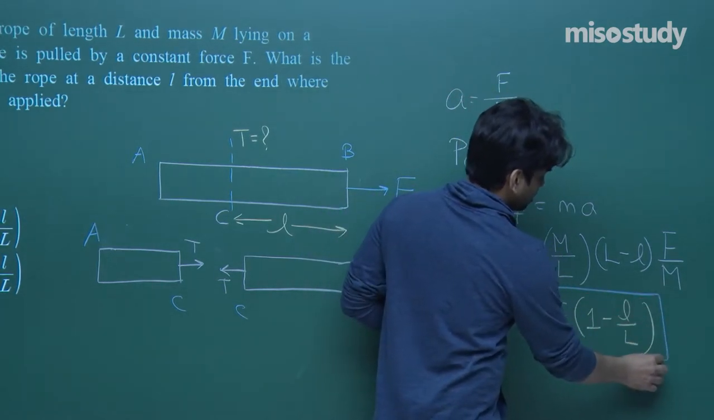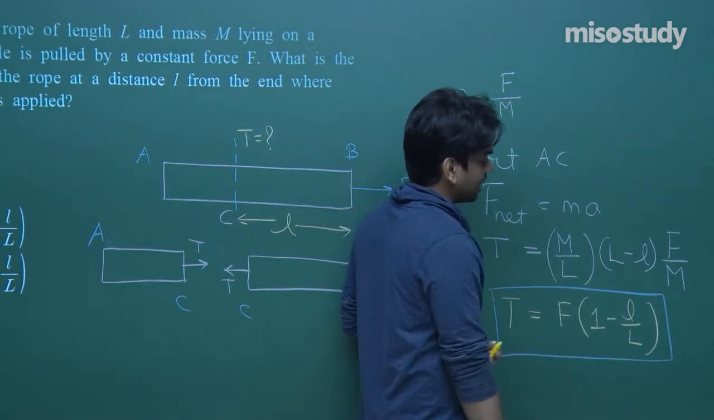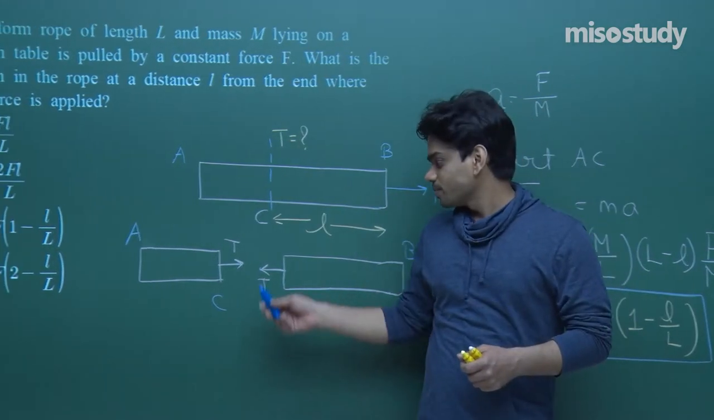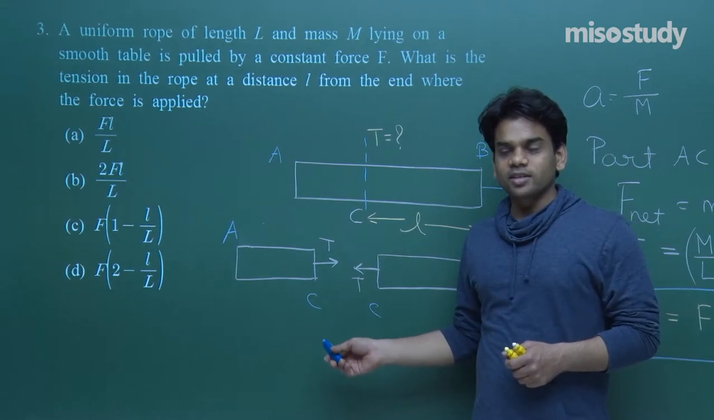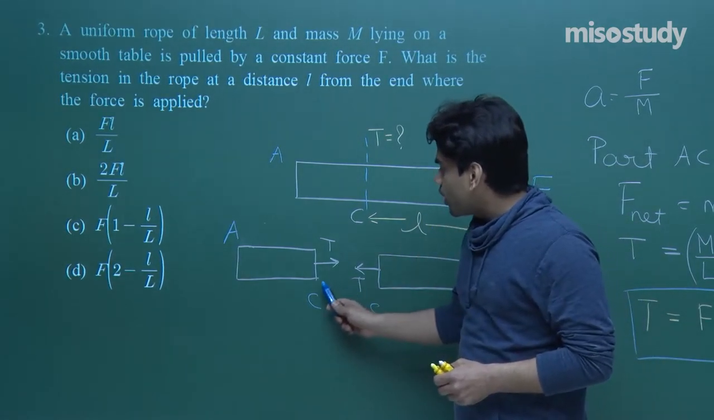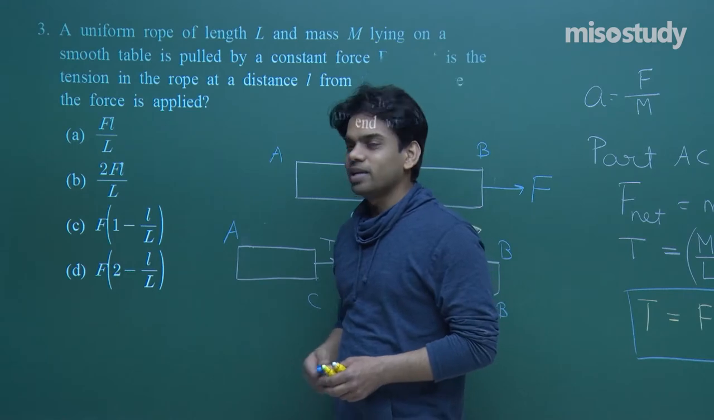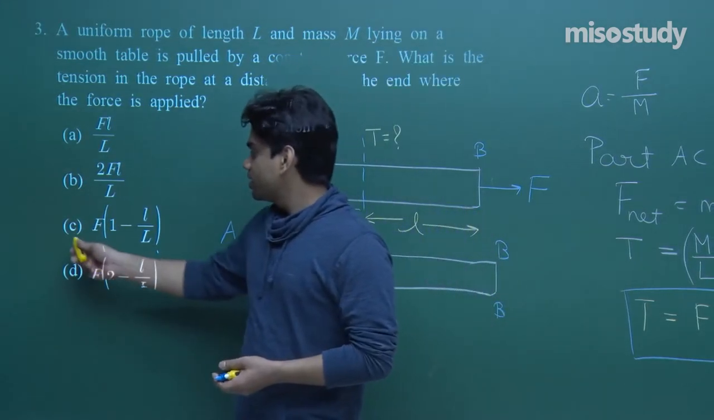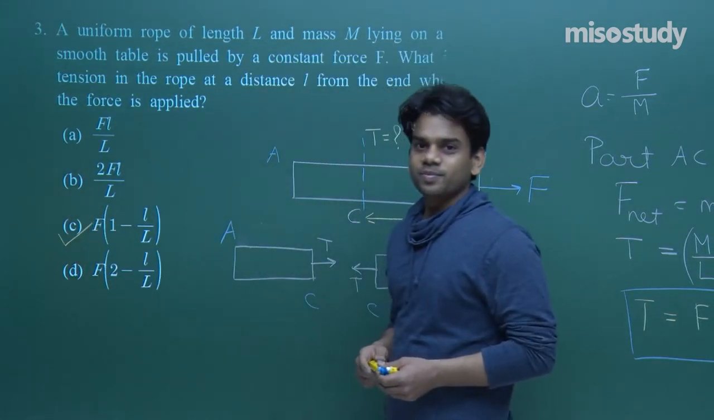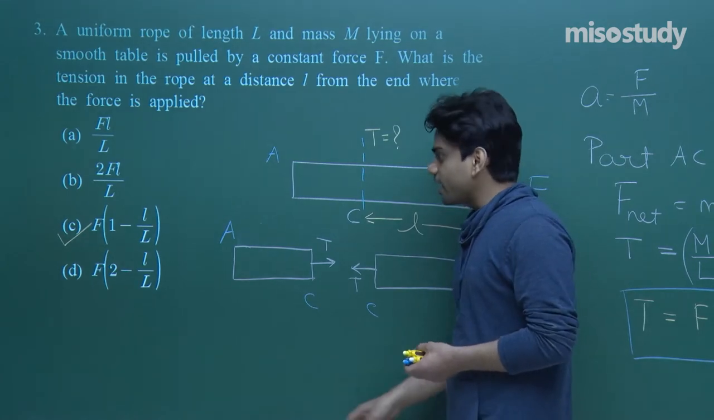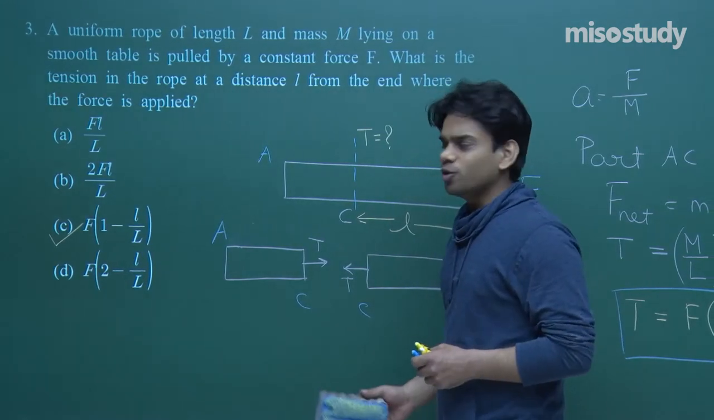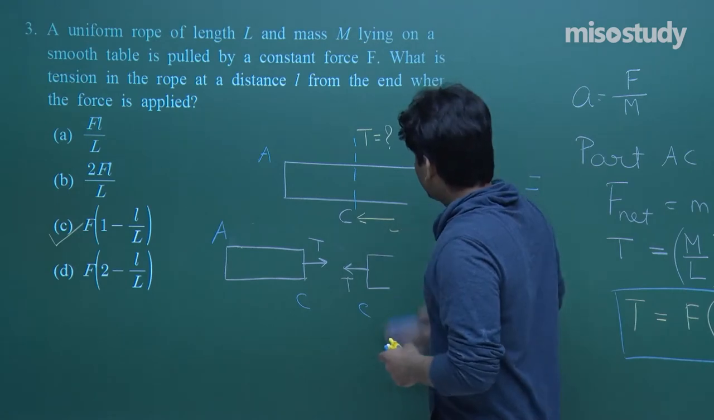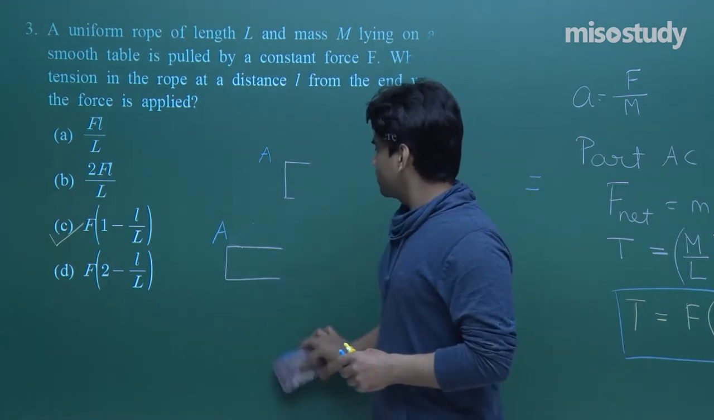This will be the answer for the tension that is acting at point C. This is point C that you can see here. So tension at this point will be given by F into (1 minus small l by capital L), and C is the right answer. Rest all the options are incorrect. You have to take option C to get the full marks for this. I hope you would have understood how to solve this question.